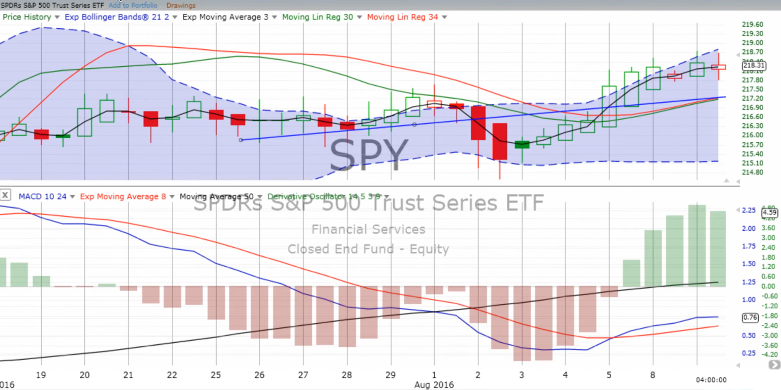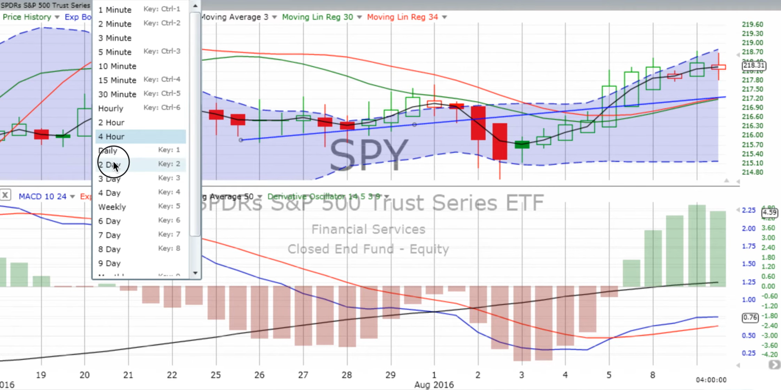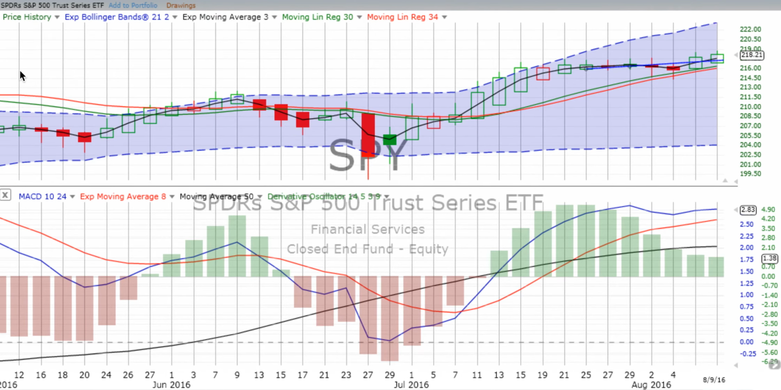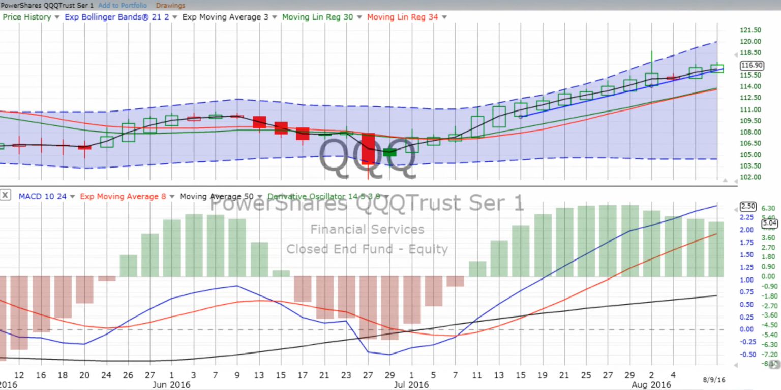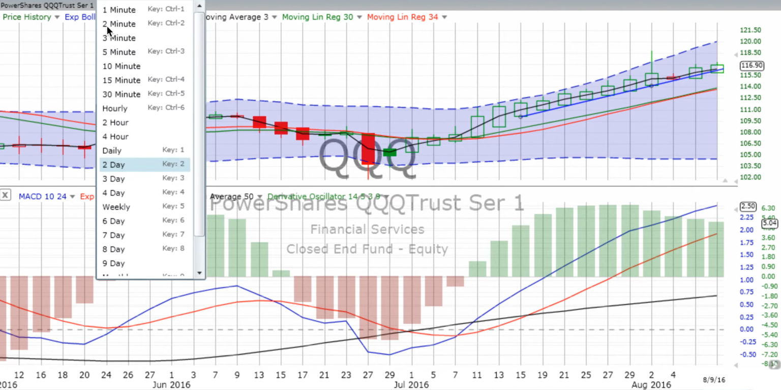Now, if we go from our 4-hour chart to our 2-day chart, and we take a look at the Qs, we see that the Qs has continued to boldly move up ever since it crossed over back on the 11th of July. Plenty of entry points on our 4-hour chart.